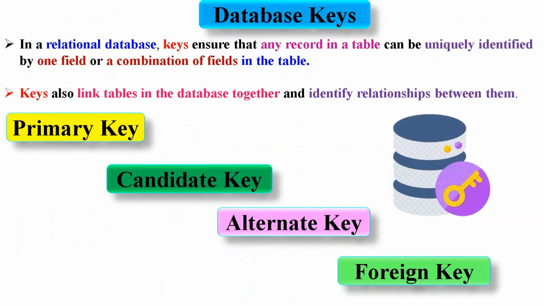In a relational database, keys ensure that any record in a table can be uniquely identified by one field or a combination of fields in the table. Keys also link tables in the database together and identify relationships between them. The different types of keys in an RDBMS are primary key, candidate key, alternate key, and foreign key. Let's discuss these keys in detail.